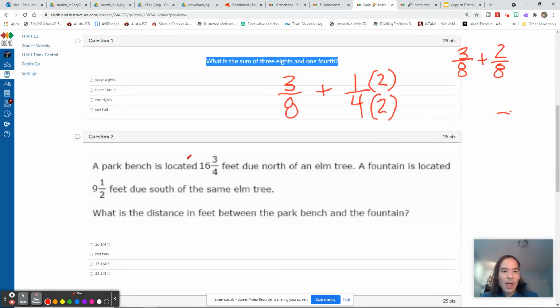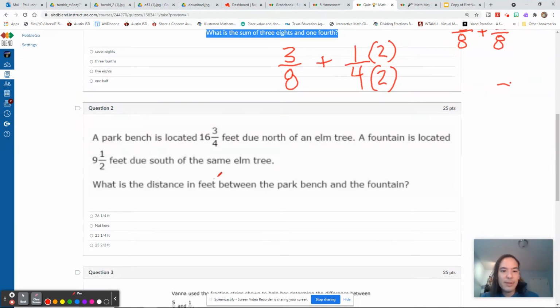The next one. A park bench is located 16 3/4 feet due north of an elm tree. A fountain is located 9.5 feet due south of the same elm tree. What is the distance in feet between the park bench and the fountain?